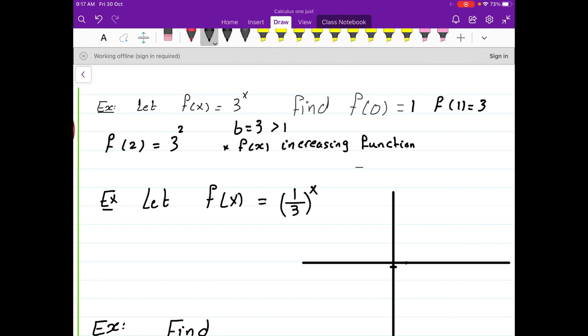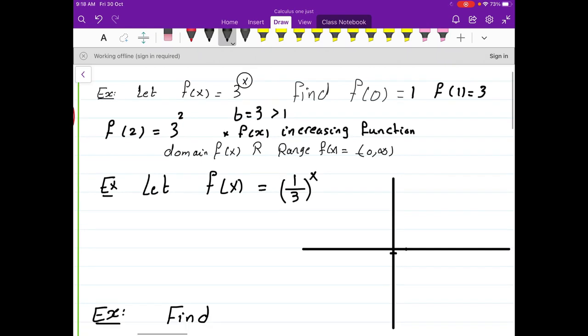Now, what is the domain? The domain of f of x is the domain of the exponent, the domain of x, which is R. And the range of f of x is (0, infinity).